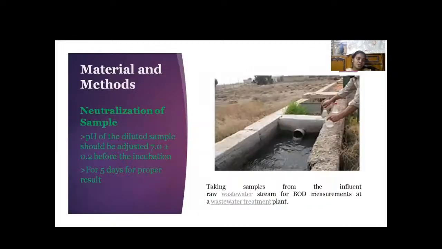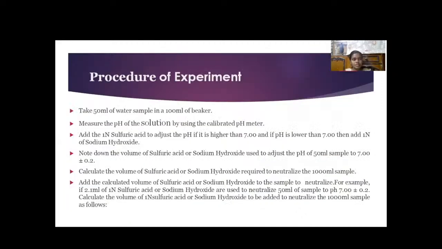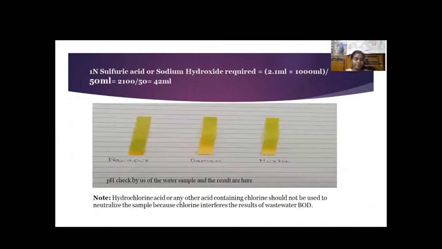Material and method: neutralization of sample. The pH of the diluted sample should be adjusted to 7.0 plus or minus 0.2 before incubation. Procedure: we first check the pH using a calibrated pH meter. If the pH is higher than 7.0, we add 1 N sulfuric acid, and if it is low, then we add 1 N sodium hydroxide.